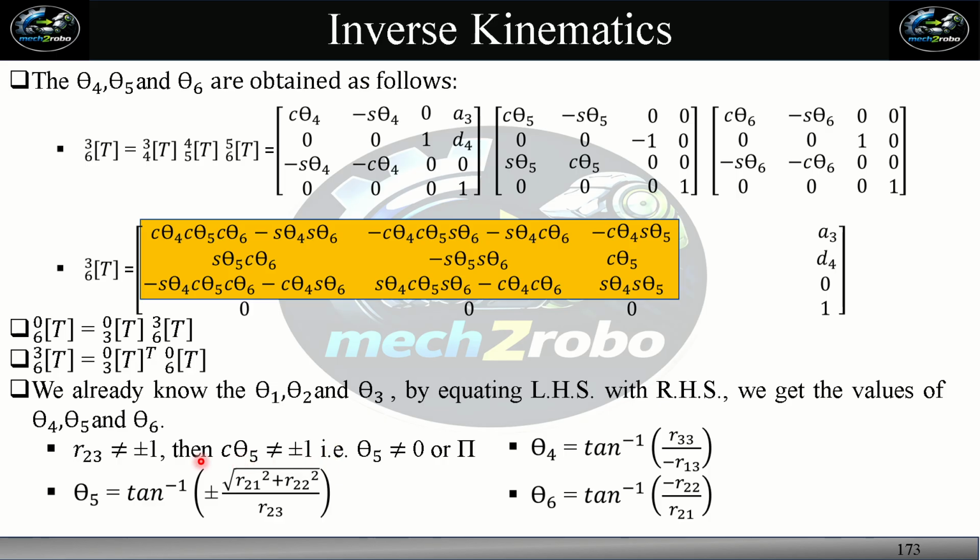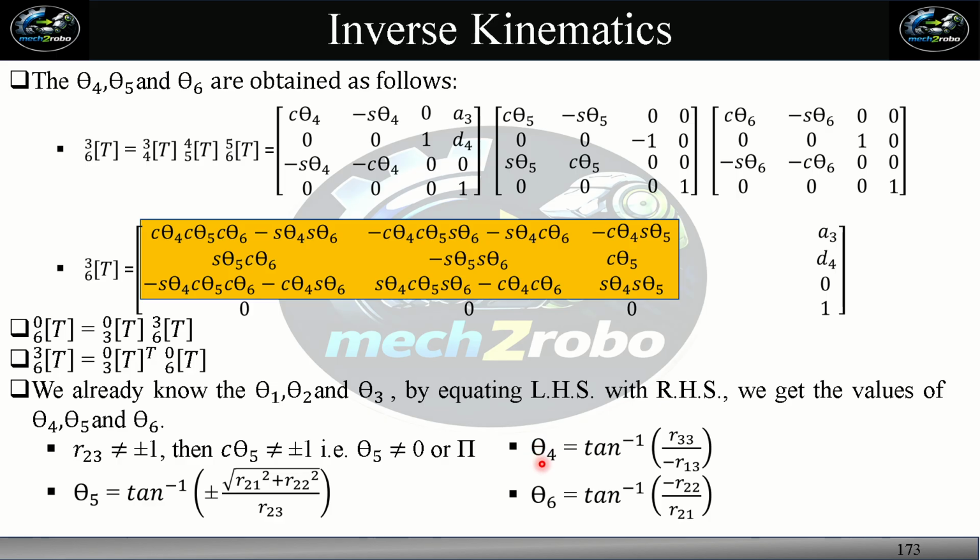And in these elements there is one constraint, that this is r23, this one, cos theta 5 is not equal to plus minus 1, that is theta 5 is not equal to 0 or pi, and thus we get the values of theta 5, that is plus minus square root of r21, that is this one, sin theta 5 cos theta 6, squared, plus r22 squared, that is this one. And by squaring this we get sin theta 5 squared times cos theta 6 squared plus sin theta 6 squared is equal to 1. So we get the square root of sin theta 5 squared, which is equal to plus minus sin theta 5, upon r23, which is already cos theta 5. Thus we get the values of theta 5.